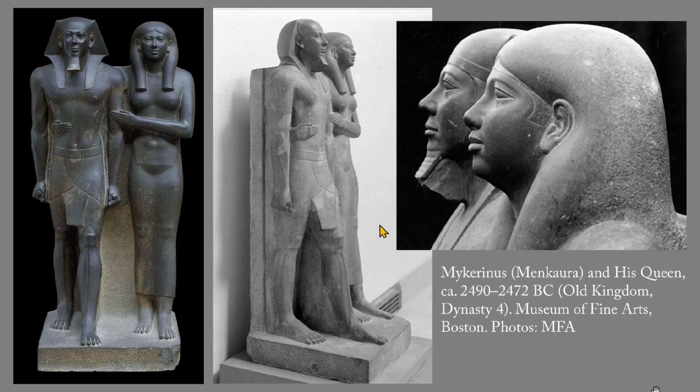So here we go on Egyptian. This is the example, the most memorable example that I could find. It's Mycerinus and his queen, dates to around 2490 to 2472 BC.